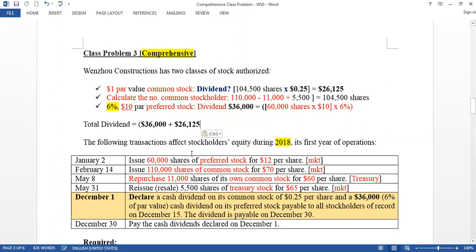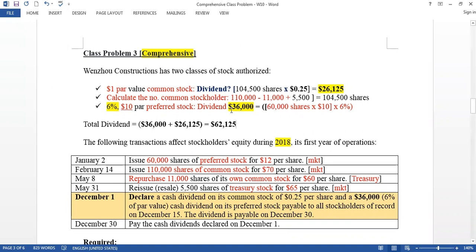Common stock is this amount. Clear? Preferred stock $36,000 we calculate here, and common stock we calculate here. So preferred stock plus common stock equals the total dividend, right? So the total dividend here is 62,125. This is the total dividend.